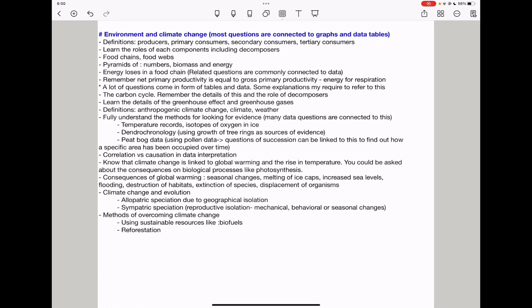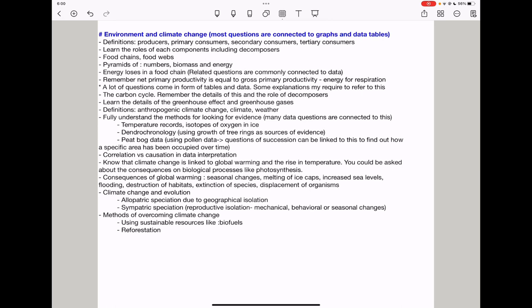On the note of energy, they could ask about energy losses in a specific food chain or in an ecosystem. This is a commonly asked question in connection to data questions. Remember, energy can be lost due to chemical reactions or metabolic reactions that go on within organisms, or sometimes some food substances may not be digested or they may be excreted out, so those can lead to energy losses within a specific food chain. So remember also net primary productivity: this is equal to gross primary productivity minus the energy used up in respiration.